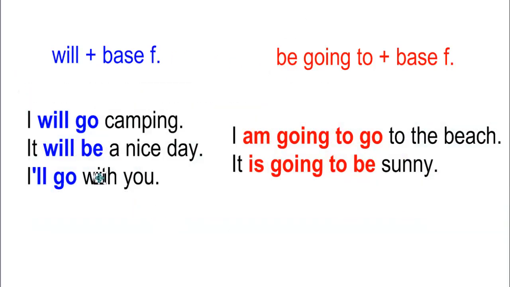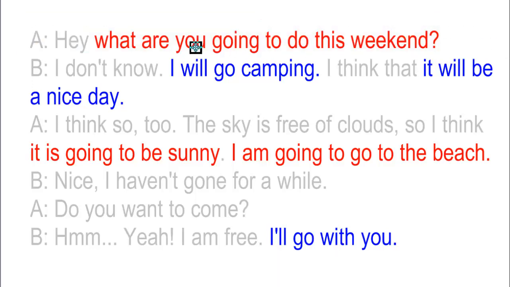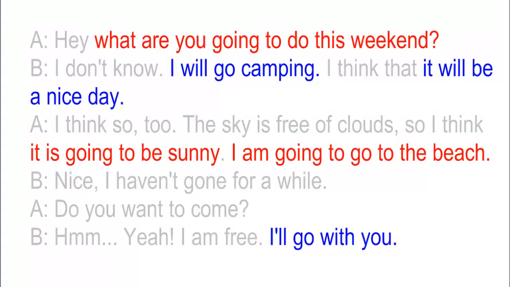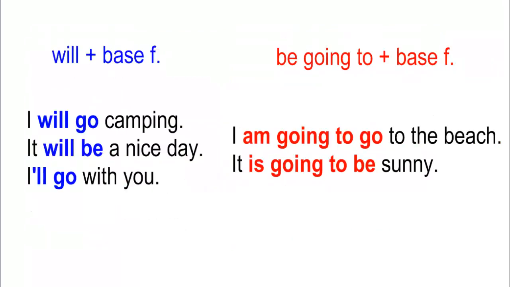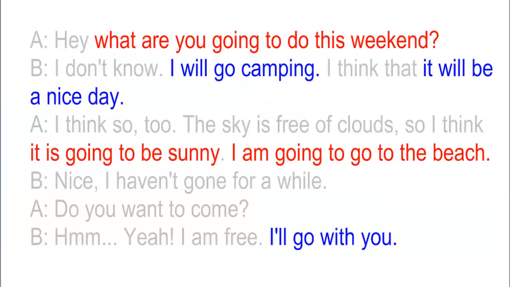That's about the structure. So you see, I will go camping. It will be a nice day. I'll go with you. Oh, I'm going to go to the beach. It's going to be sunny. Hey, what are you doing this weekend? In this case, the person is asking you for what exactly? The person is asking you for your plans in the future. And there are many different ways that we can use the future. Essentially, I like to divide the future in two segments. Some uses that you use with will, and some uses that you have with be going to. Okay? Now, let's begin.